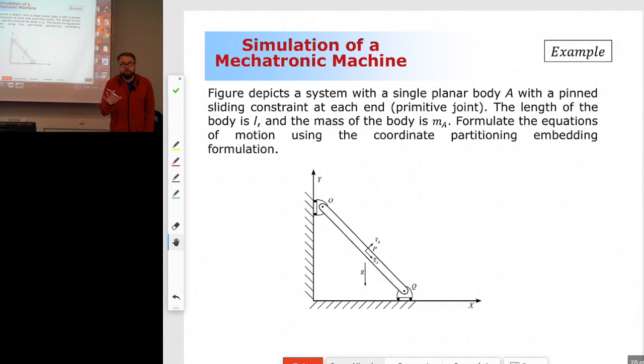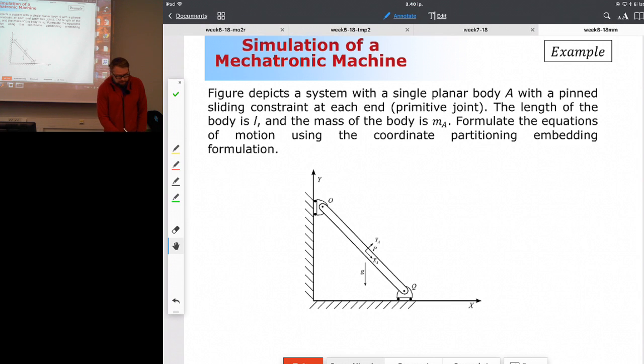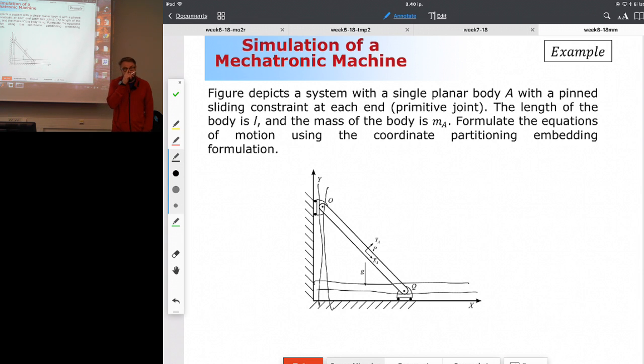Okay, let's look at one example, and then I'm done for today. The example is the one that we have seen a number of times. It's one moving body that is constrained by primitive joints at point O, this point here, and point Q, this point here. We wanted to create the equation of motion by using the substitution technique, embedded formulation. So how does it go? The first question, and the first in-class quiz, is: what is going to be the number of unknowns when using this method?